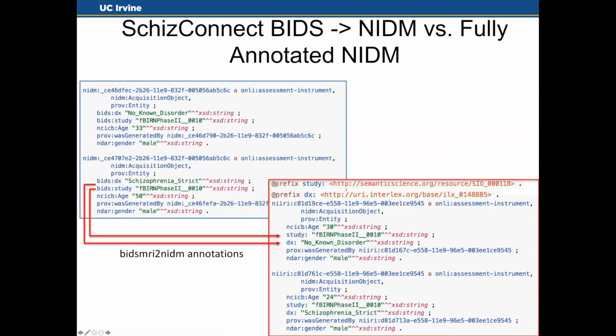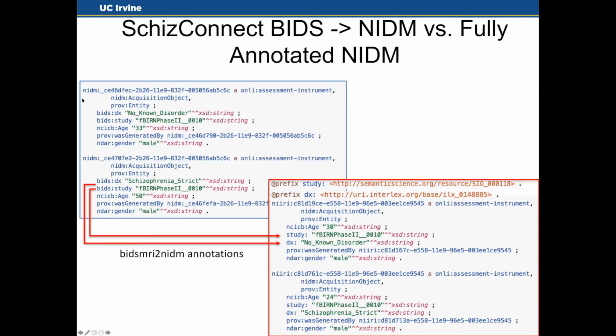So here's an example. The top left box: what I did was I went to SchizConnect and downloaded all the FBIRN phase 2 imaging data. What I got from SchizConnect was a nice BIDS data structure of the FBIRN phase 2 imaging data. The data that comes back, this is the way Kate and I did it initially, was just a straight MRI to BIDS conversion, where we're not doing any kind of semantic markup. We're just going to brute force convert it.